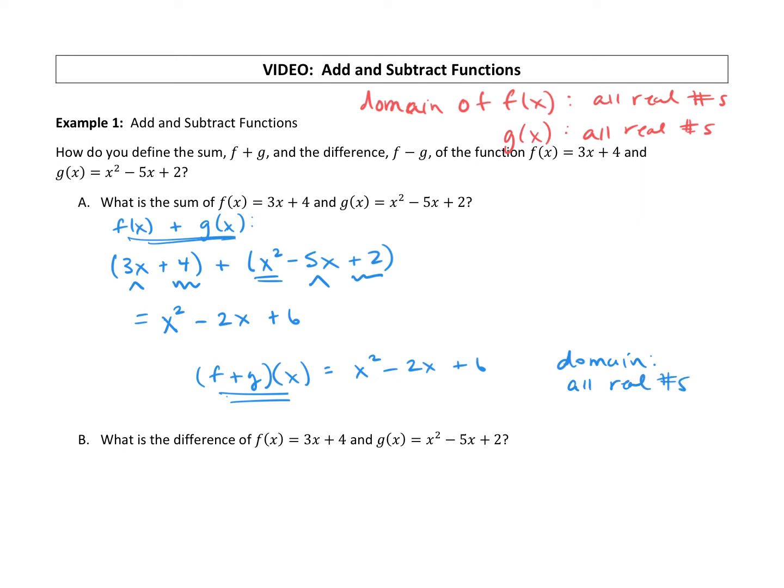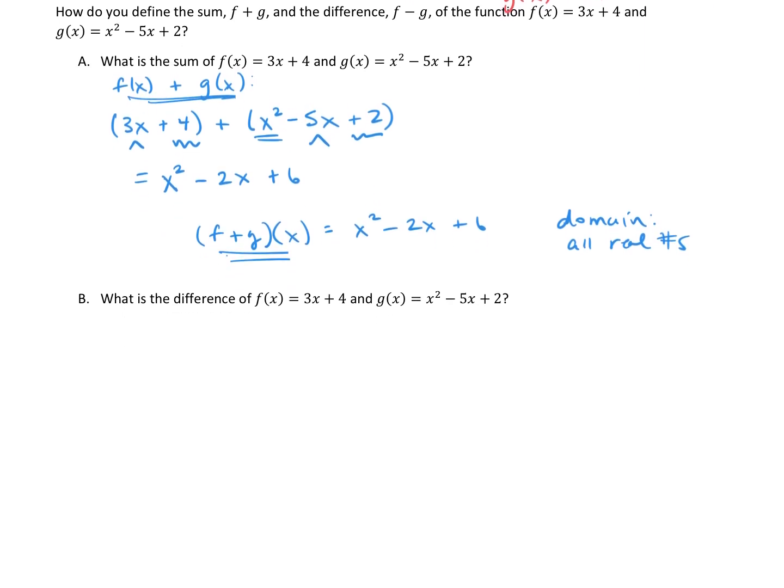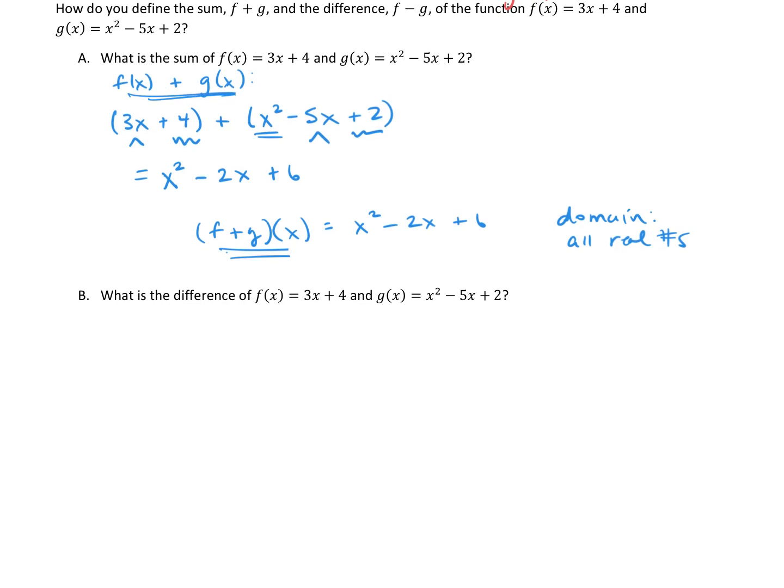All right, so part B is very similar. Instead of adding, we're going to subtract. And when it's written in sentence form like this, what is the difference of f of x and g of x? That's just going to go right in the order. It's going to be f of x minus g of x. So our f of x function is that 3x plus 4. We're going to subtract g of x, which is x squared minus 5x plus 2.